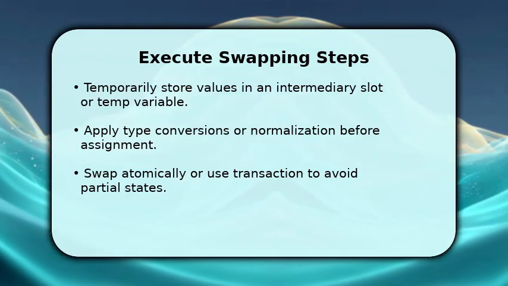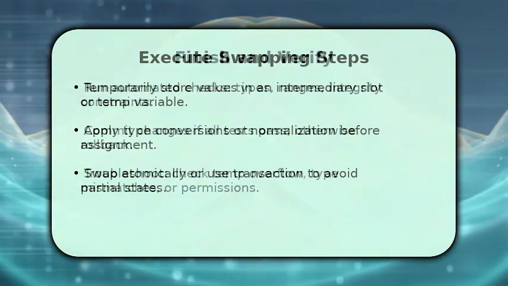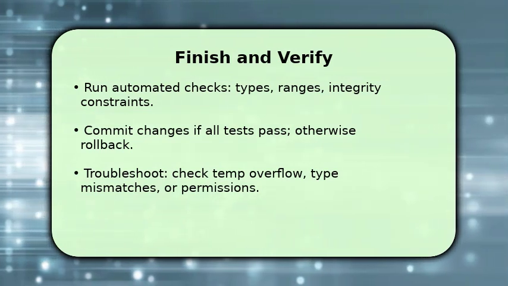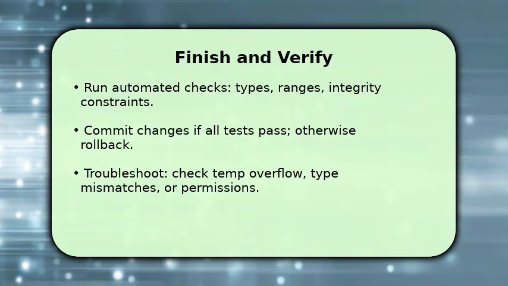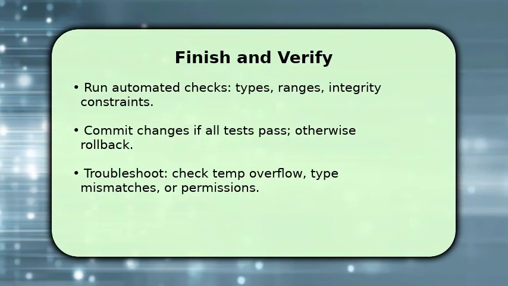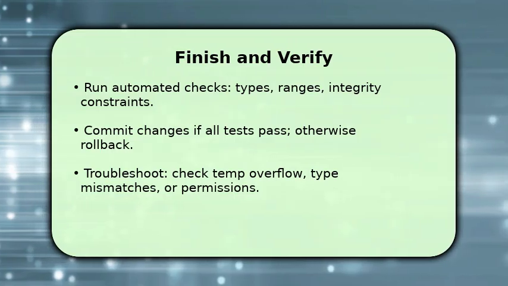You finish by validating every swapped attribute against your recorded expectations, types, ranges, and relational integrity. Once done and all checks pass, commit changes or save the new state. If anything failed, roll back immediately to the backup snapshot.